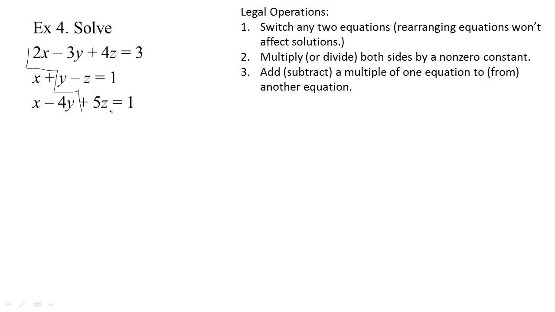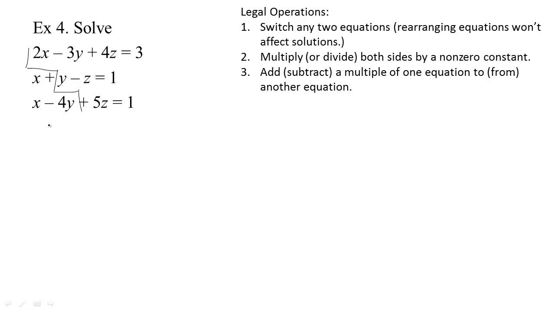Once it's in echelon form, the bottom equation will only involve one variable. We'll read off its solution, plug that in here so that the next equation up only has one variable, solve it and get its solution. Plug those two up in here so that the first equation only has x in it. Solve for x, and then we're done.